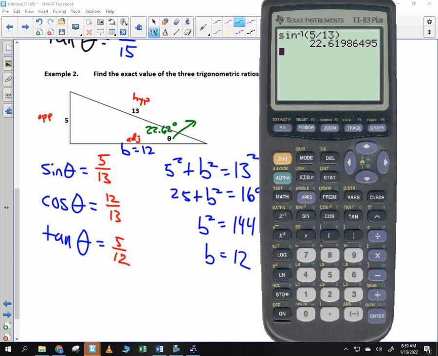Okay. All right, watch. You don't have to choose sine. You can do cosine and press cosine inverse and type in 12 over 13, and you should get the same thing. Or you could try tangent inverse and type in 5 over 12, and you should get the same thing. You're going to have to use that operation on your assignment today. Okay?